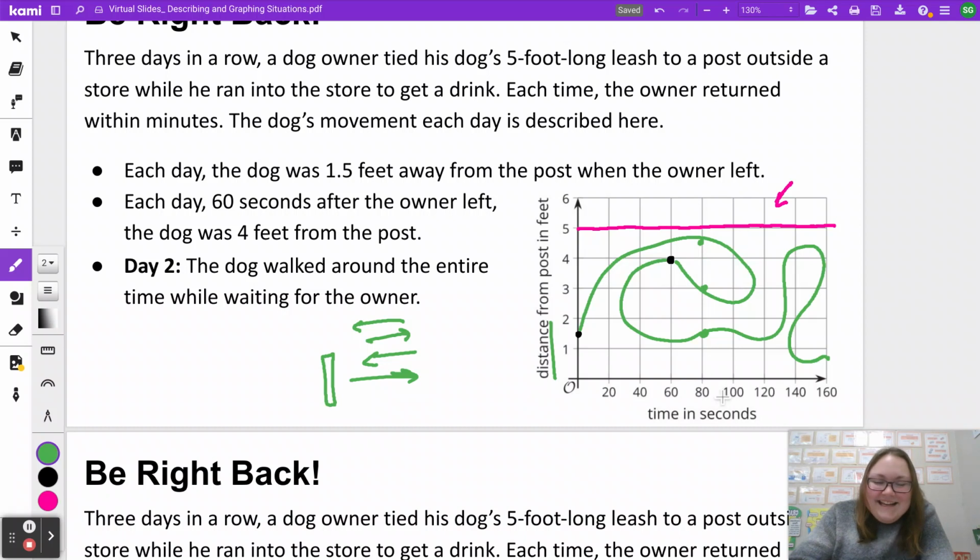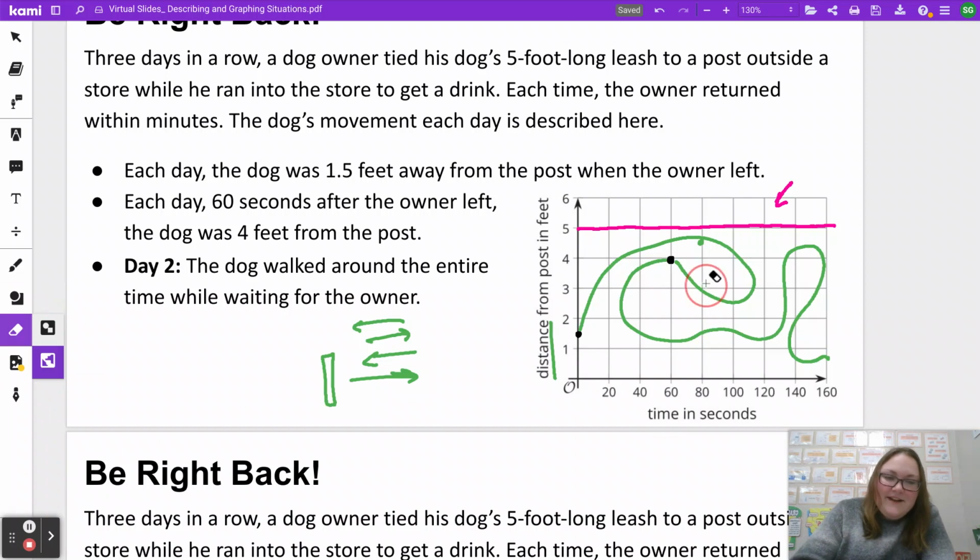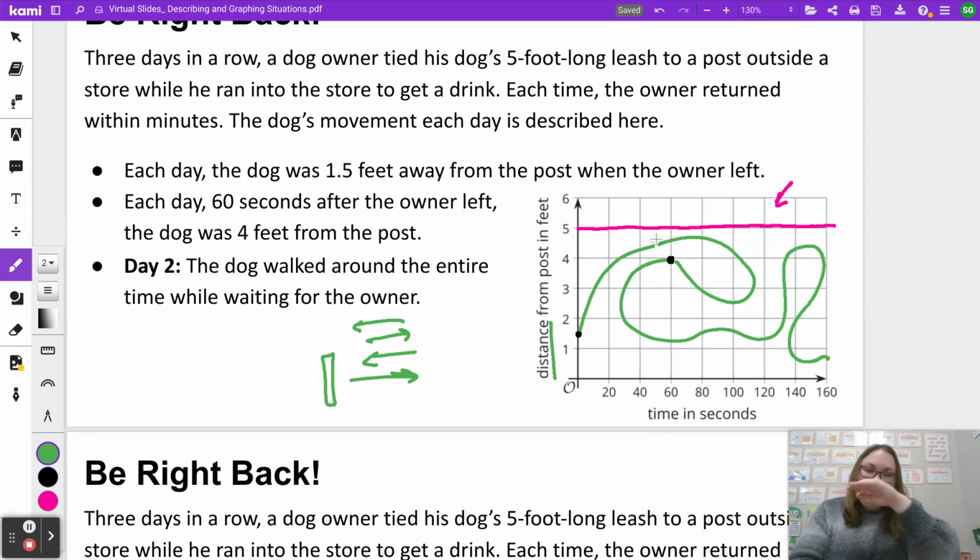This is saying 80 seconds after the owner left, the dog is in 3 different places. That is not possible. The dog cannot be in 3 different places. So there's something wrong with this graph. And I've had students in the past describe it in a great way. They said when your line turns back, remember this x-axis is time. So when your line turns and starts heading back, that means you are going backwards in time. You cannot do that.